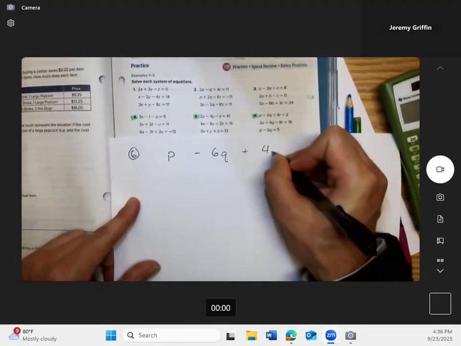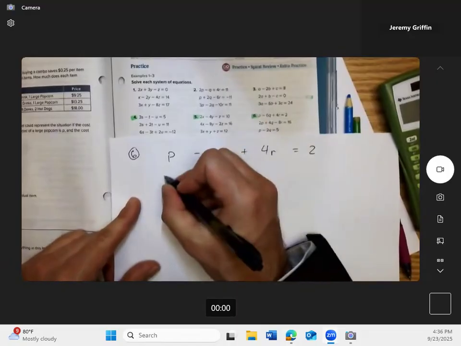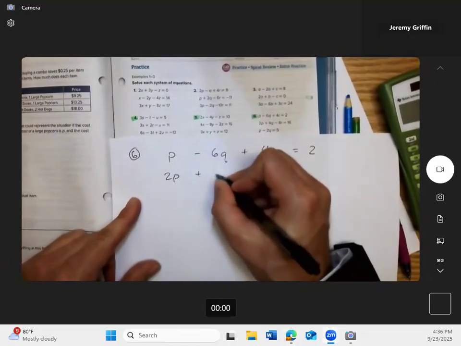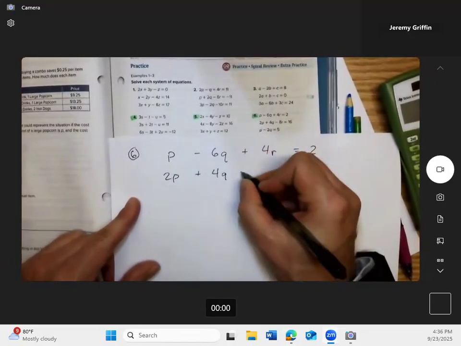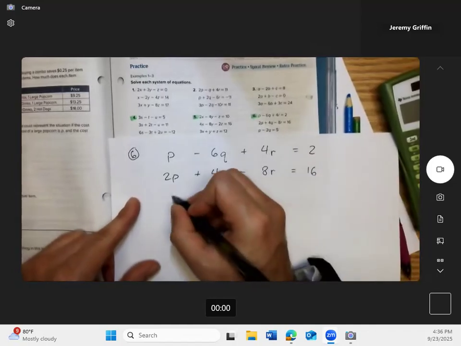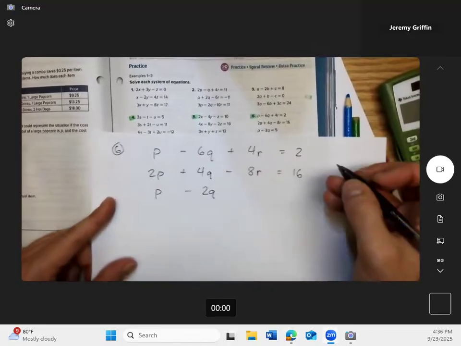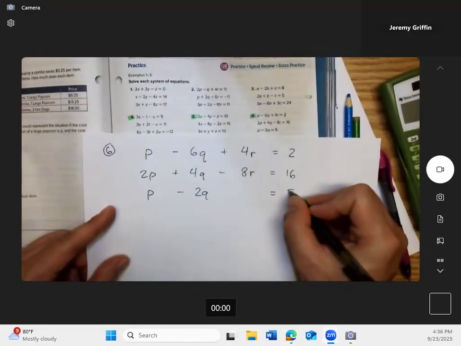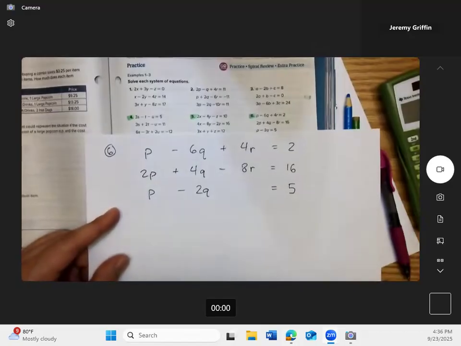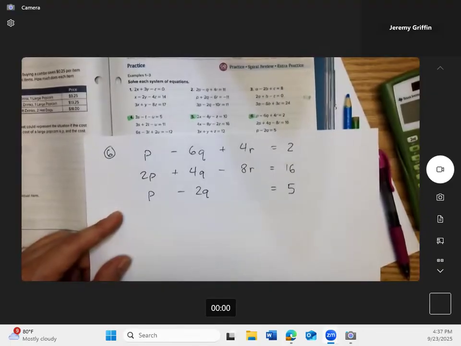6q plus 4r equals 2. Okay, so we got a p, q, and an r. And then we got 2p plus 4q minus 8r equals 16. And we got p minus 2q, and then there is no r. That's just equal to 5. So like that.